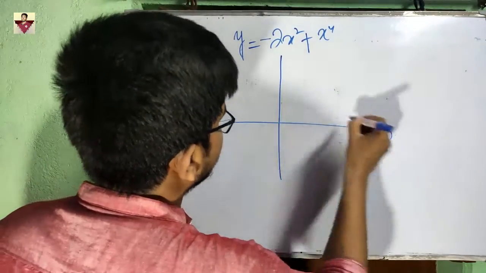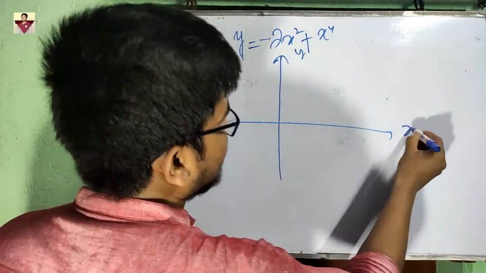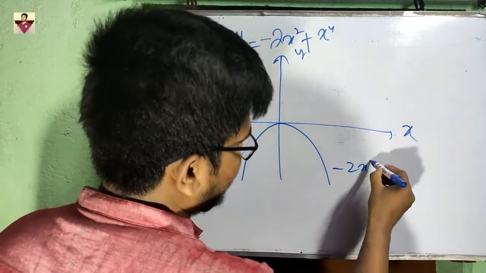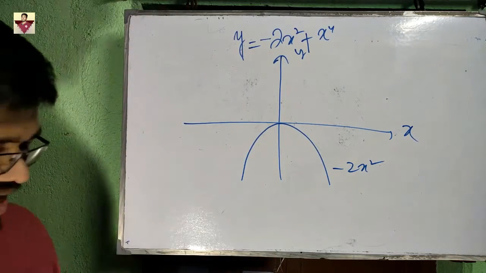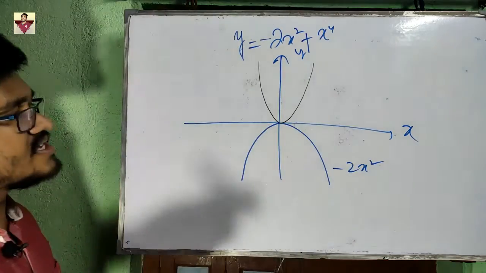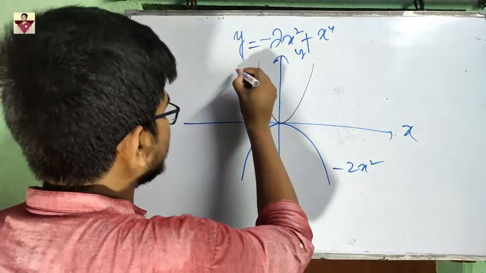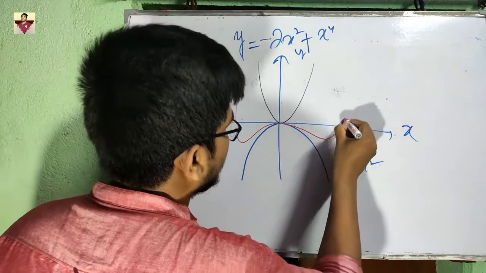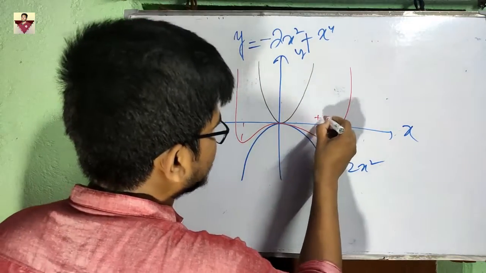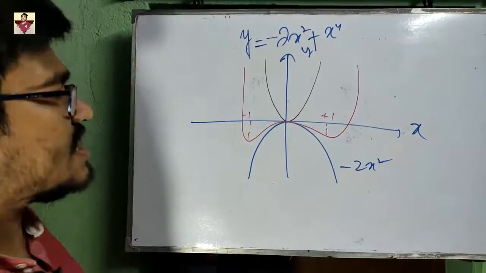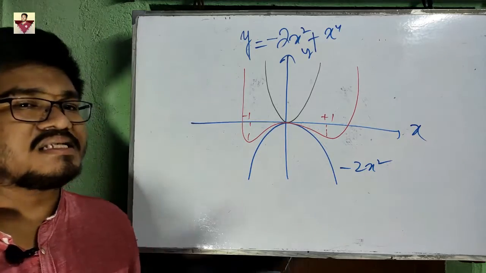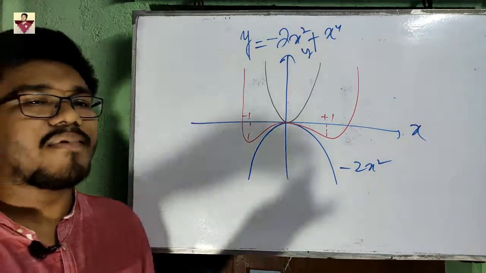Now similarly in this case, if you plot y equal to minus 2x square, then certainly this will be negative. So this is y equal to minus 2x square. Now y equal to plus x to the power 4, the graph will be like this. Now the resultant of this graph will be like this. This is not symmetrical, it should be symmetrical. So this is your +1 point, this is your -1 point. So for this case you find two minima, one at +1 and one at -1. You can easily find the maximum and minimum points by putting dy by dx equal to 0.